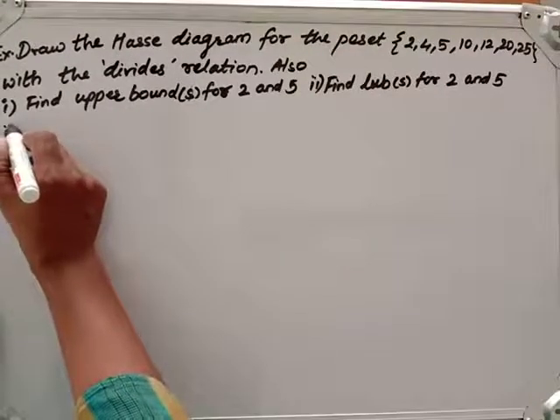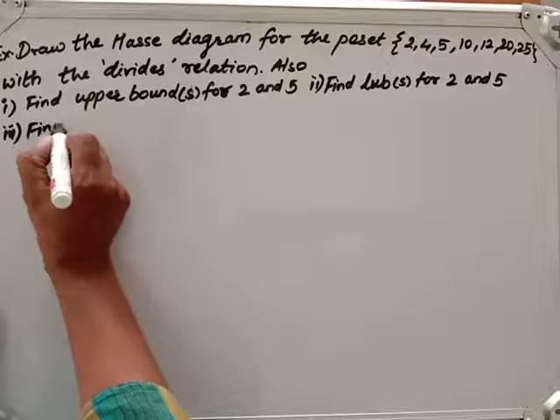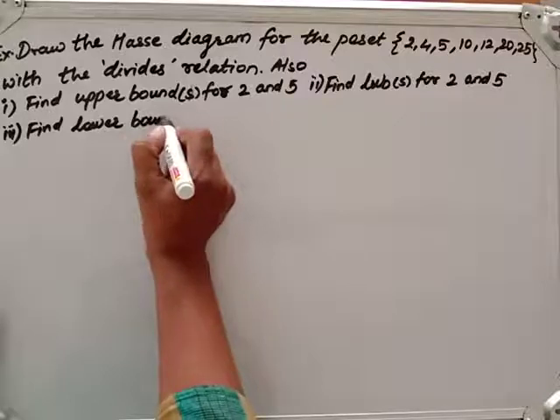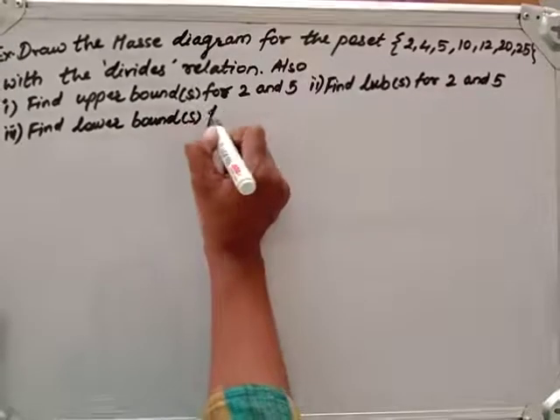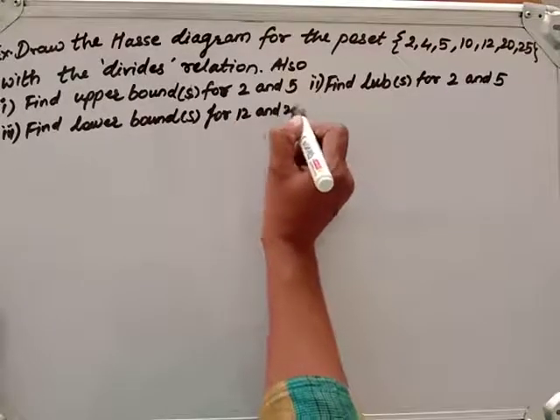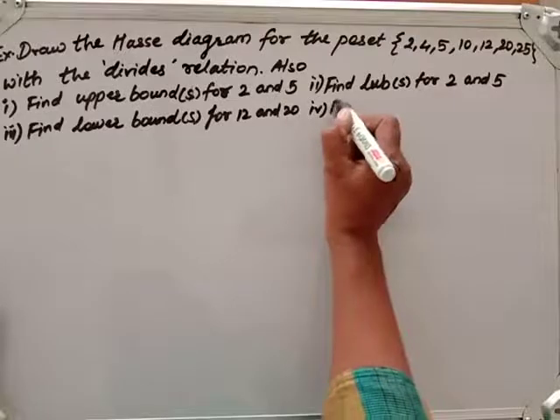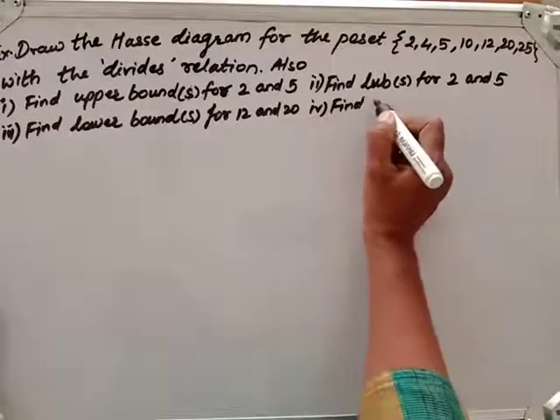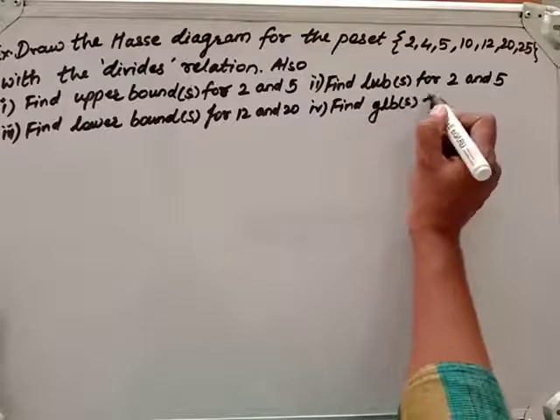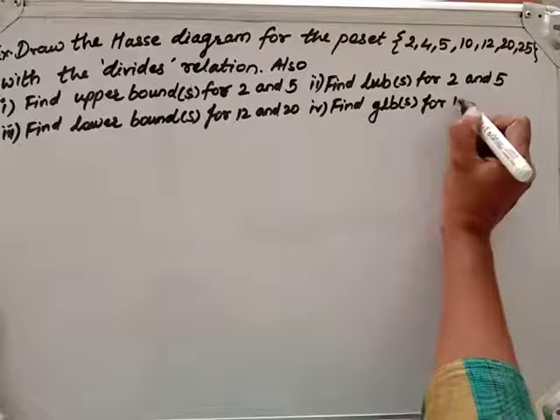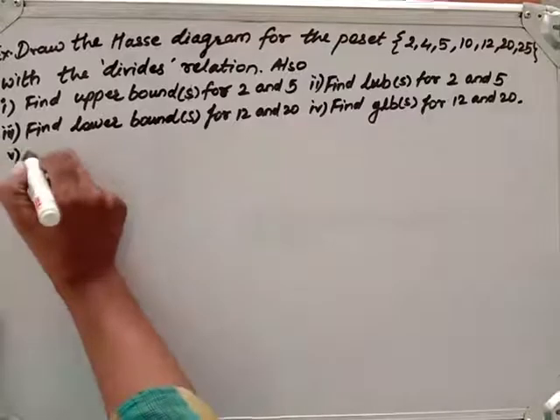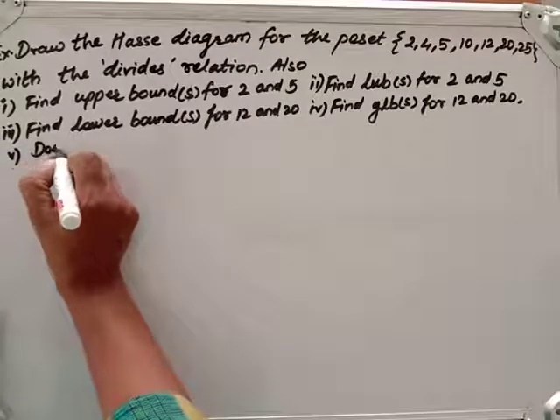Third thing, find lower bounds for 12 and 20. And fourth one, find greatest lower bounds for 12 and 20. Also the fifth one, does every pair of elements have upper bound?